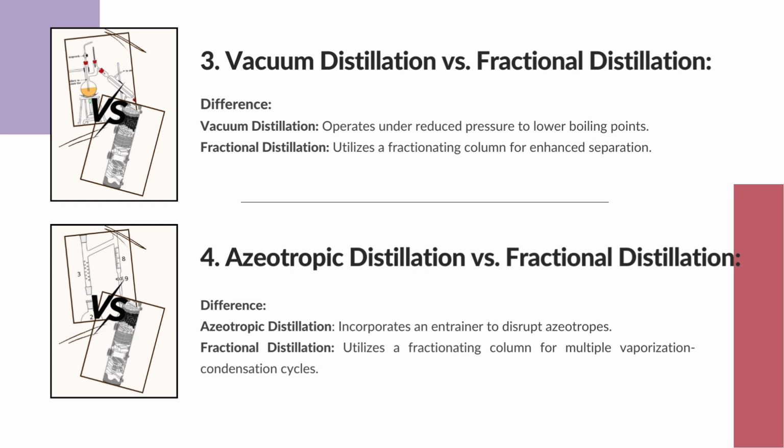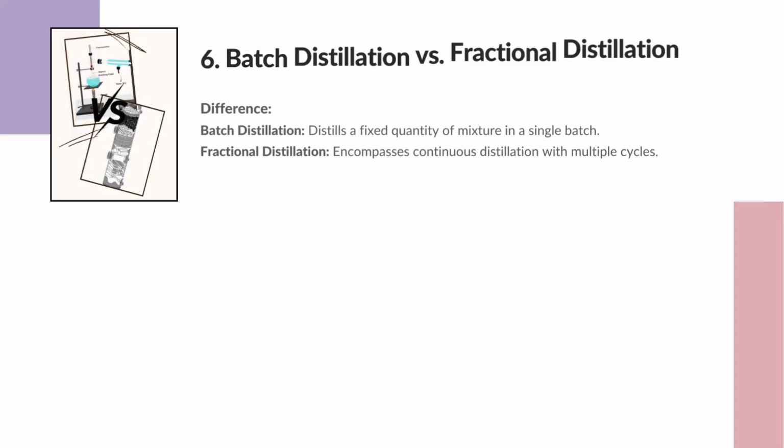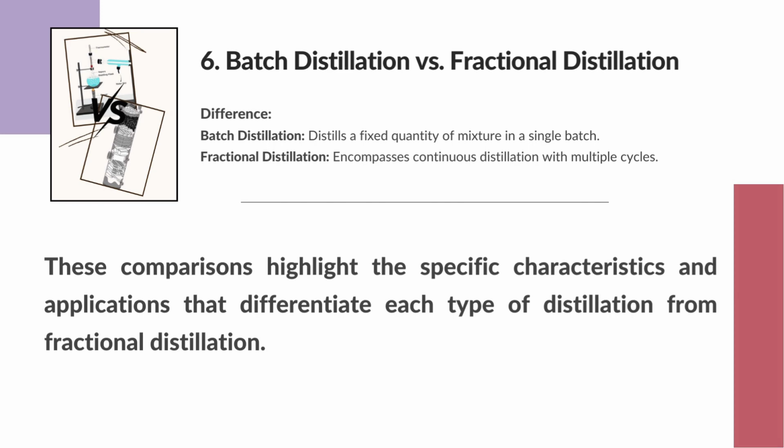And in the case of fractional distillation, it is used for general separations, especially when dealing with substances with close boiling points. Okay guys, now the last comparison for this video, which is between batch distillation and fractional distillation. Guys, batch distillation distills a fixed quantity of material in a single batch, while fractional distillation involves continuous distillation with multiple cycles. Guys, I hope this comparison highlights the specific characteristics and applications that differentiate each type of distillation from fractional distillation.